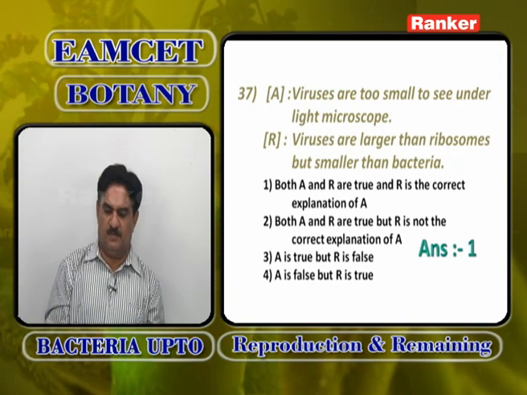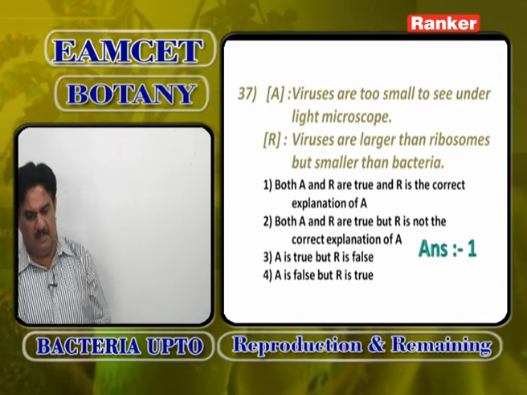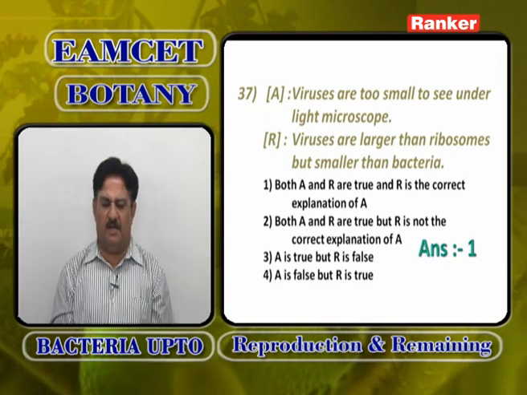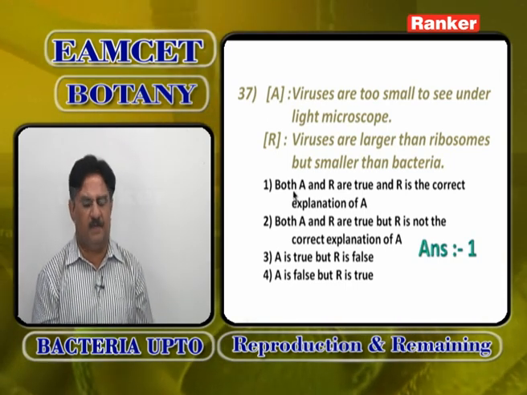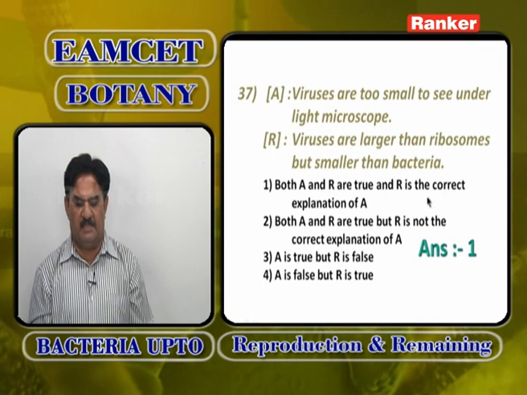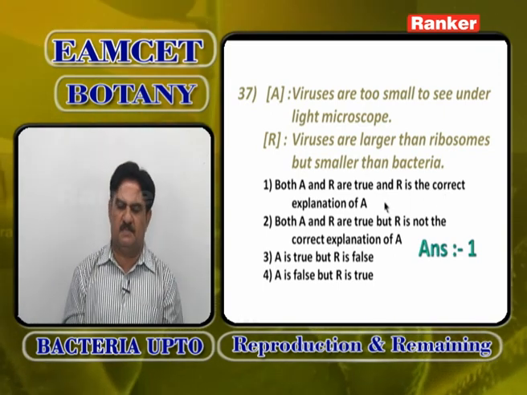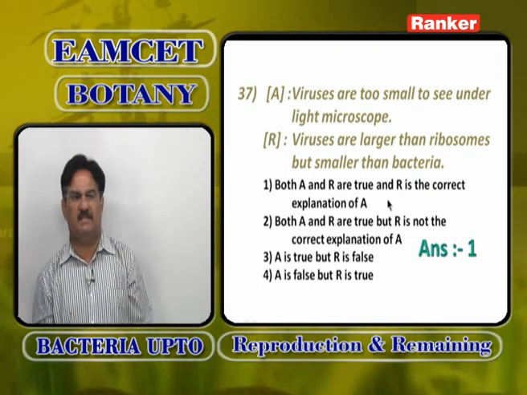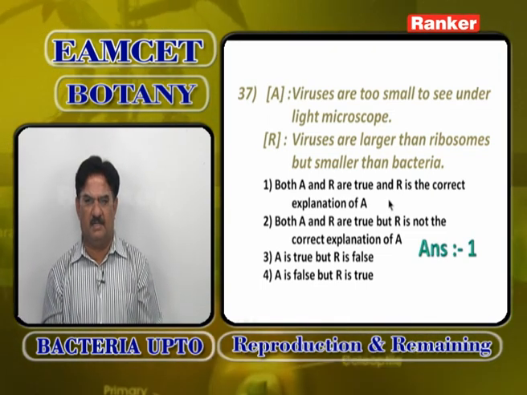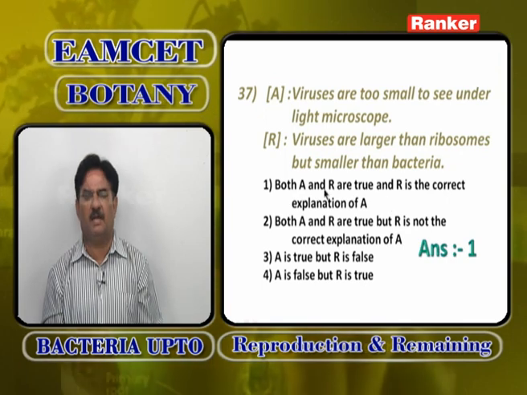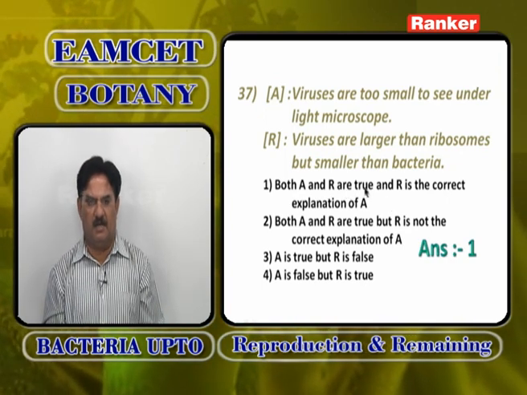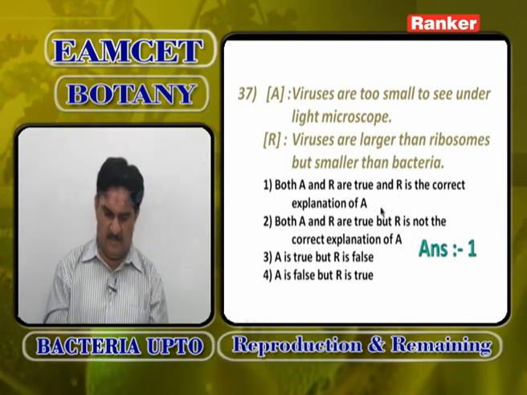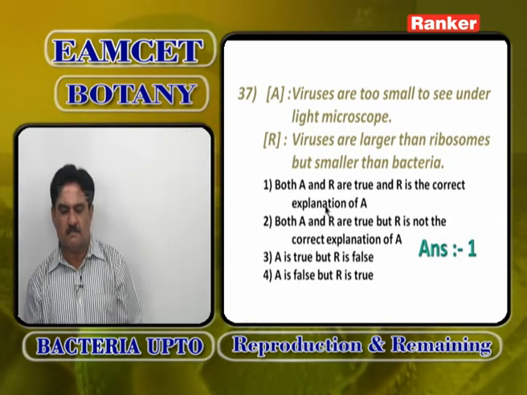So, viruses are too small to see under a light microscope is correct. Viruses are slightly larger than ribosomes and definitely smaller than bacteria is correct. They cannot be seen under a light microscope. They have to be seen under an electron microscope. So, A and R are correct. R is the correct explanation of A, first option.